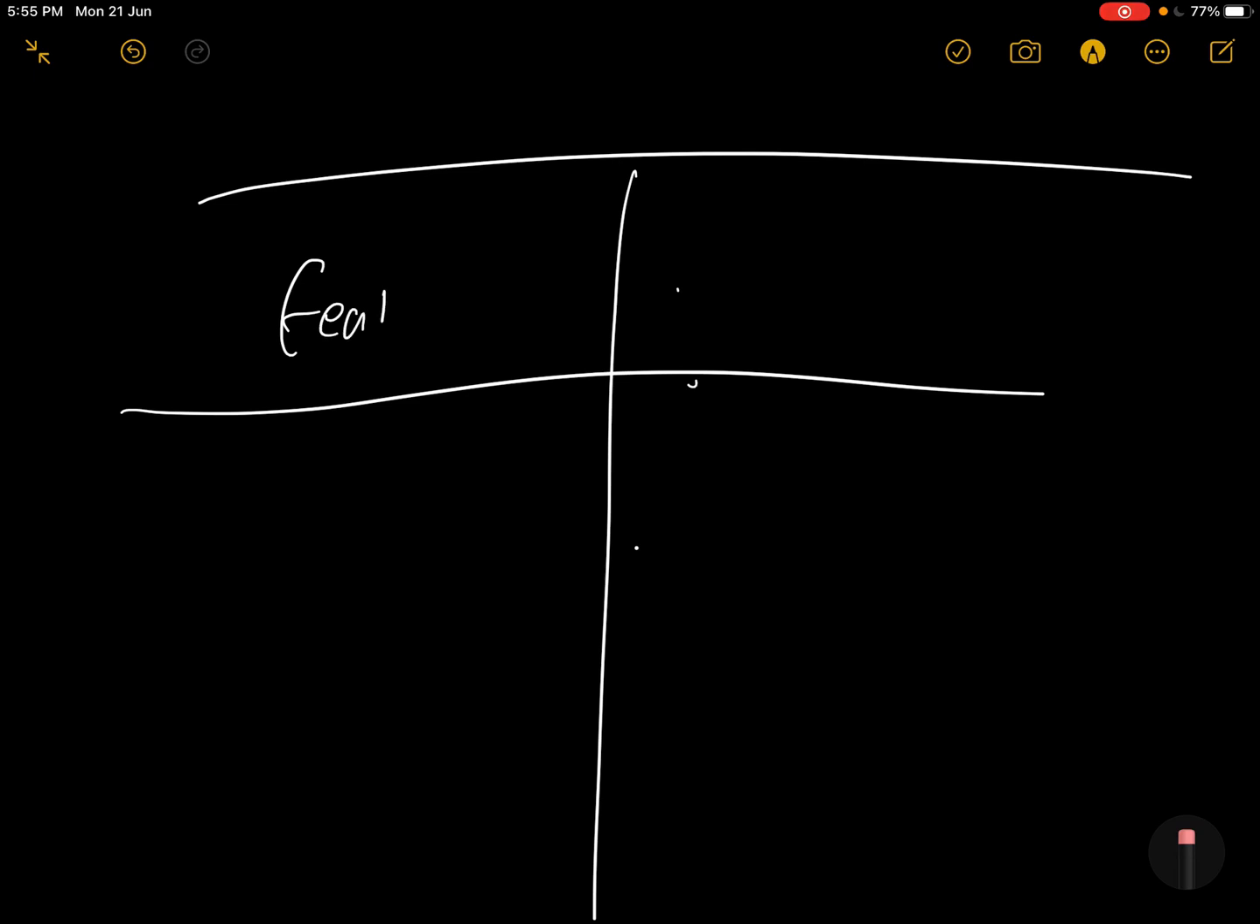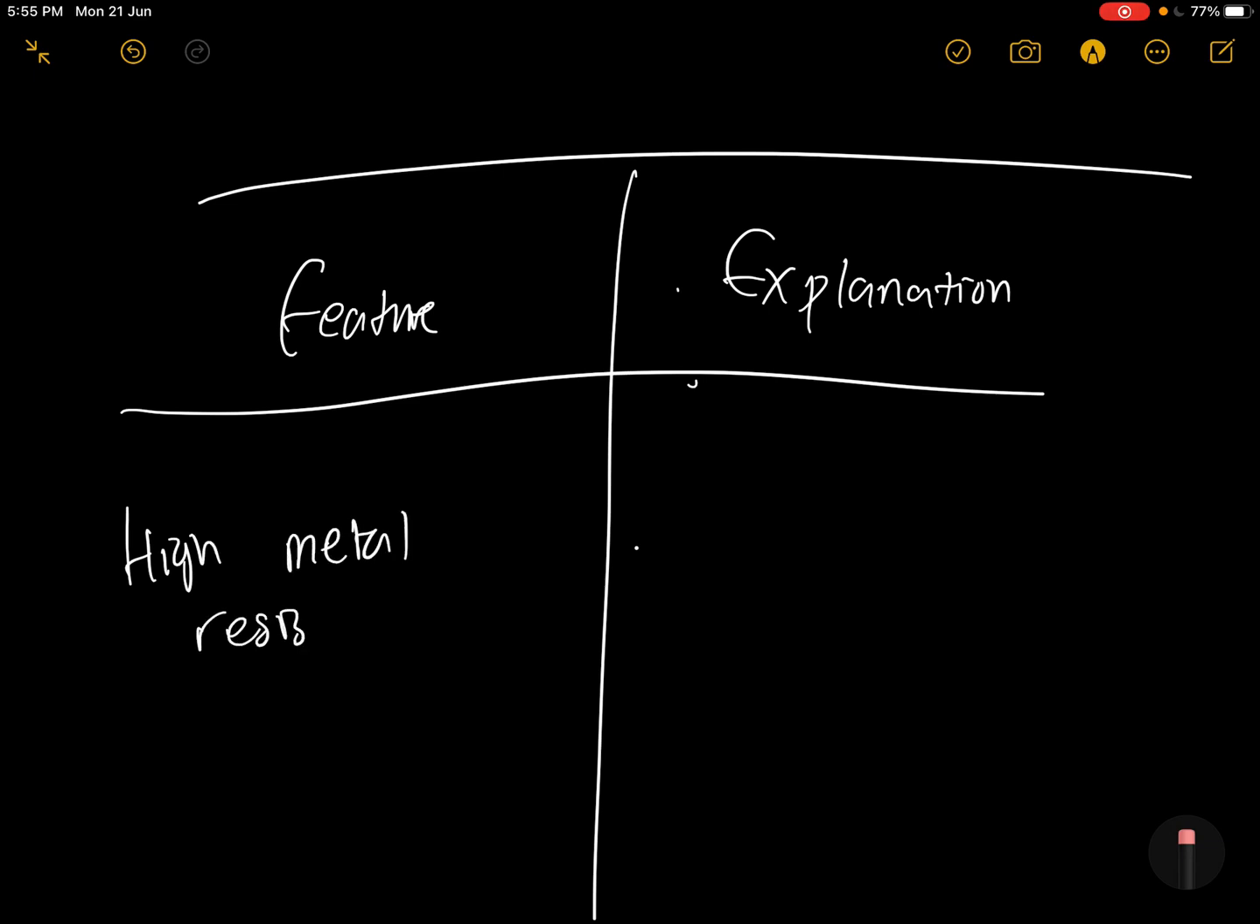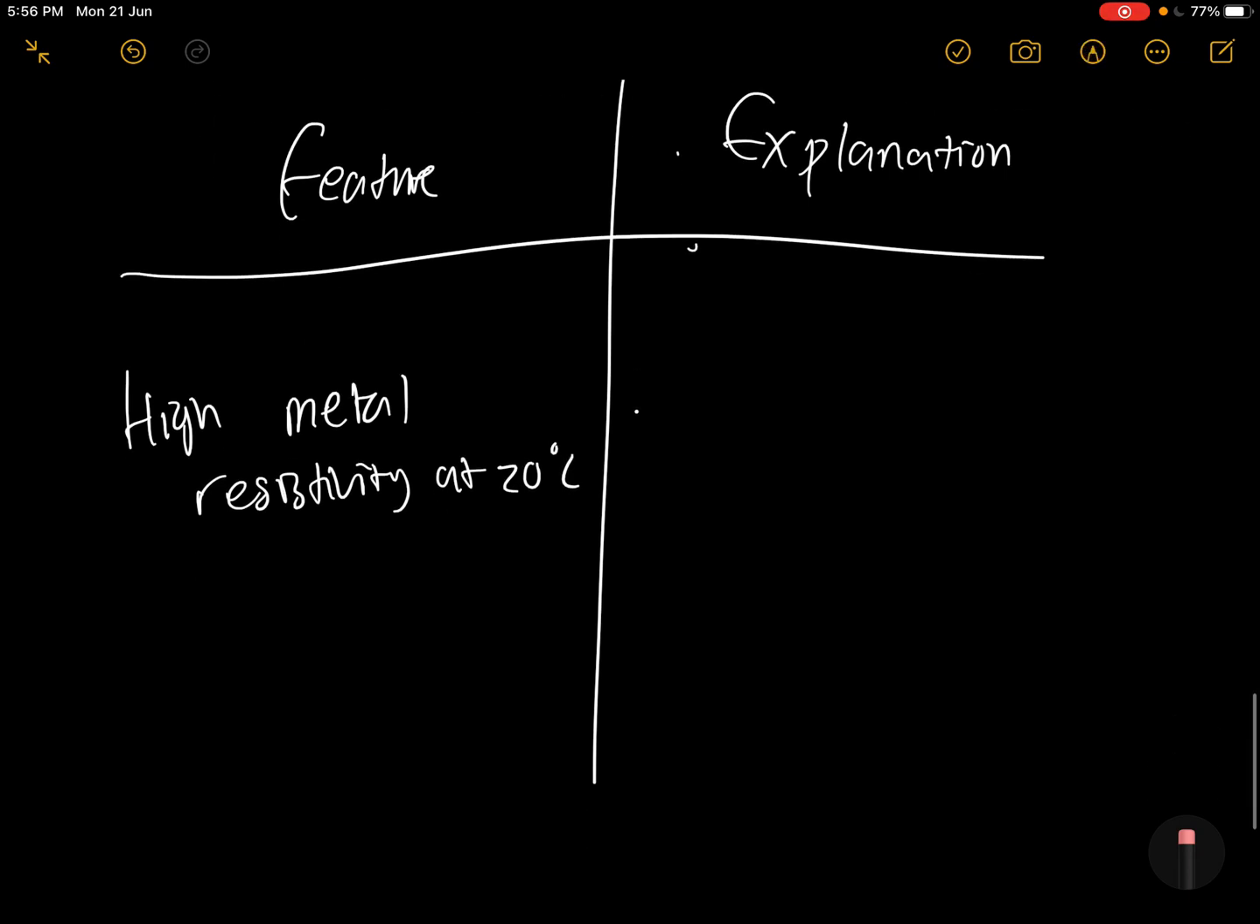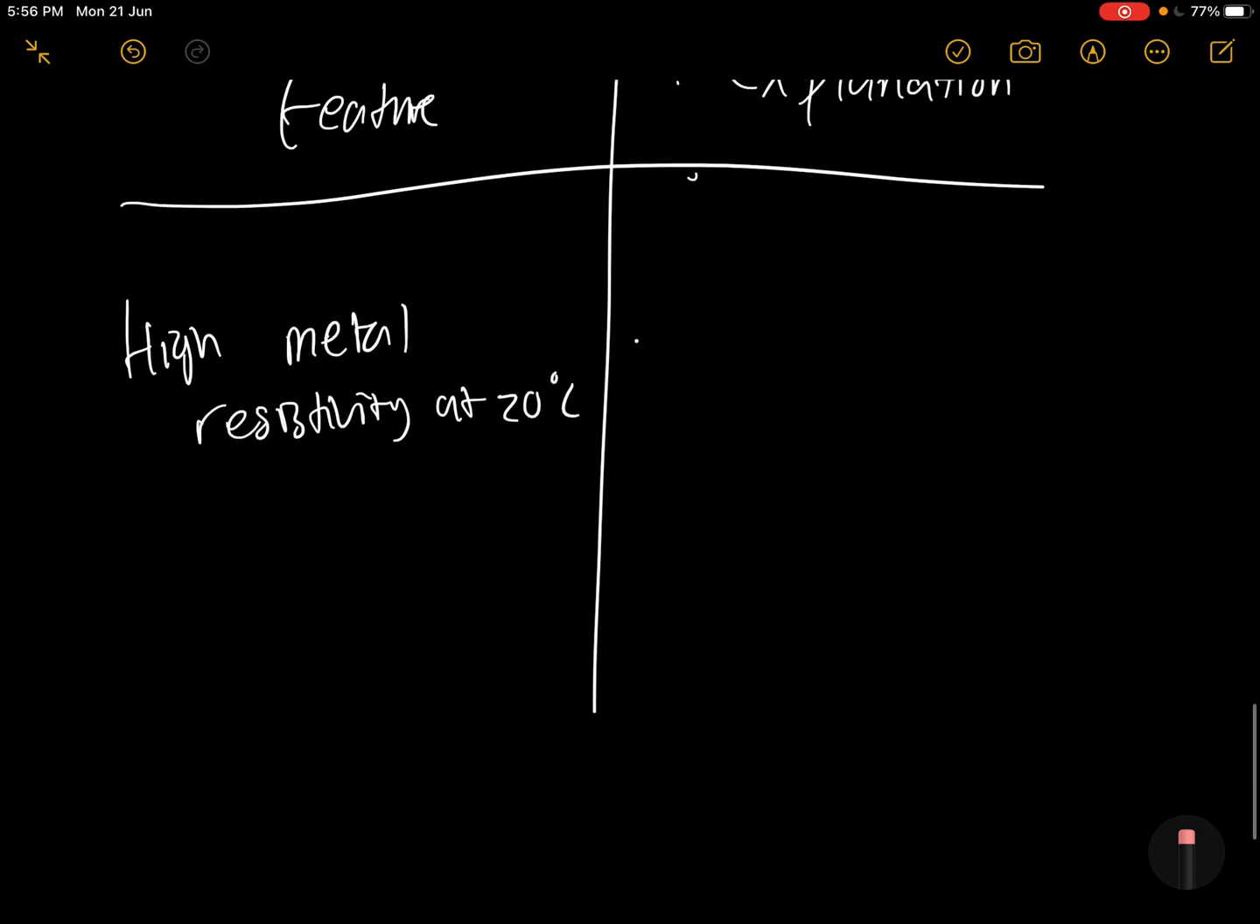Okay, so feature and explanation. So number 1 is high metal resistivity at 20 degrees Celsius. So why do you need a high metal resistivity at 20 degrees Celsius? Because you want to increase resistance.